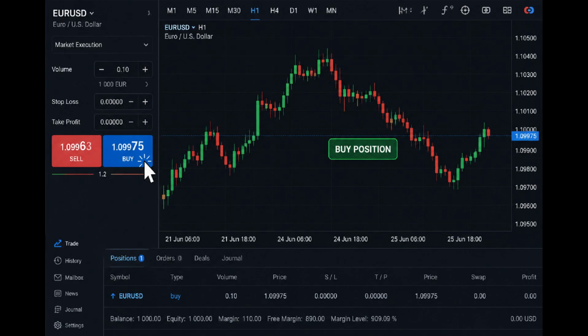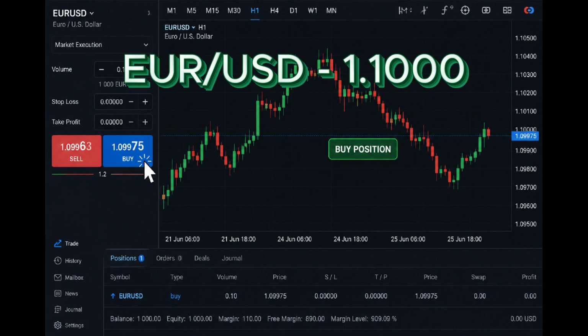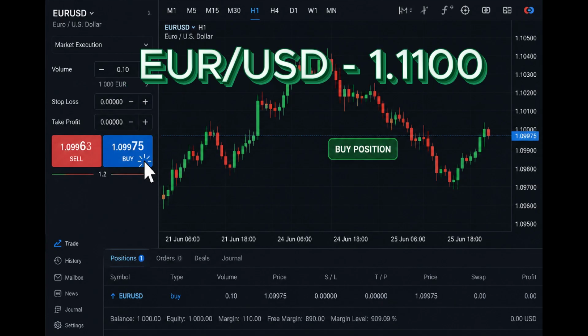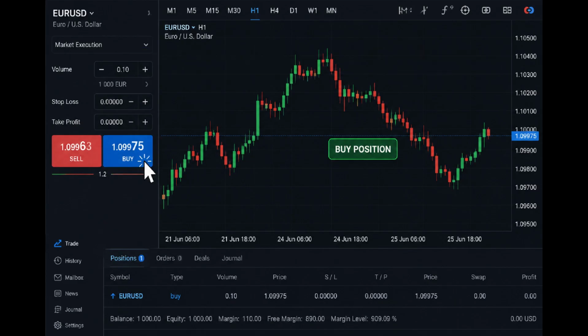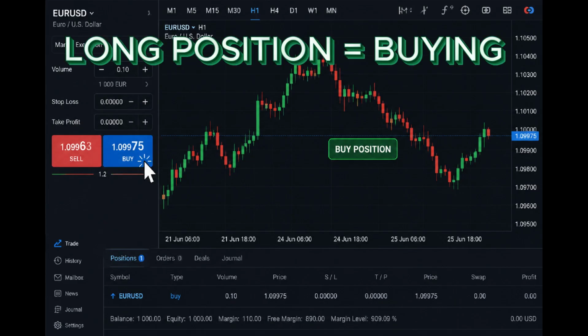For example, let's say euro to US dollar is trading at 1.1000. After analyzing the market, you believe the euro will strengthen against the US dollar, so you open a buy trade. If the price later rises to 1.1100 and you decide to close your trade, you've made a profit because the market moved in the direction you expected. Whenever you hear the term long position, simply remember that it means buying because you expect the price to increase.